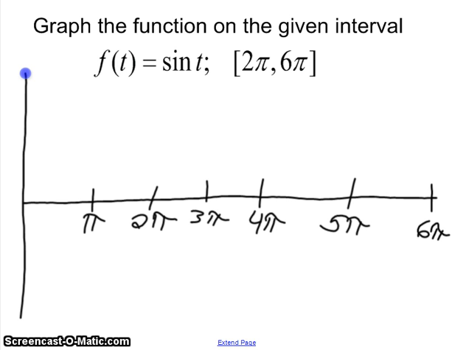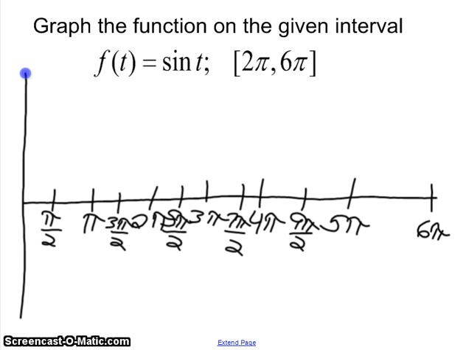And then I'm going to break those intervals into halves. So here's pi over 2. And then we're going to do the odd multiples of pi over 2. So I've got pi over 2, 3 pi over 2, 5 pi over 2, 7 pi over 2, 9 pi over 2, 11 pi over 2. And we know that the maximum of sine is 1, and the minimum is negative 1.